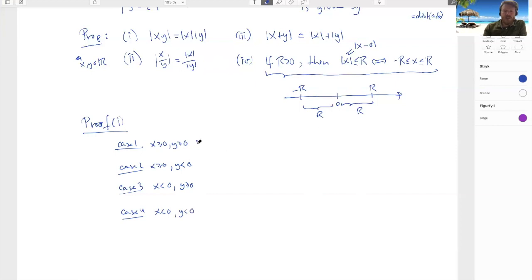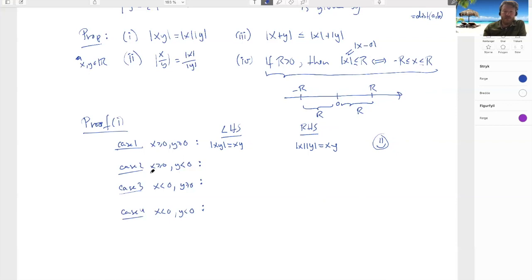So in each of these cases, I want to check that the left-hand side here is equal to the right-hand side. So we can make columns here: left-hand side and right-hand side. So if both x and y are positive, then x times y is positive, meaning that this thing here is just this. If x and y are positive, then both of these things will be positive. So the absolute value function does nothing. So x in absolute value times y in absolute value becomes x times y. Left-hand side equal to right-hand side, and we're happy.